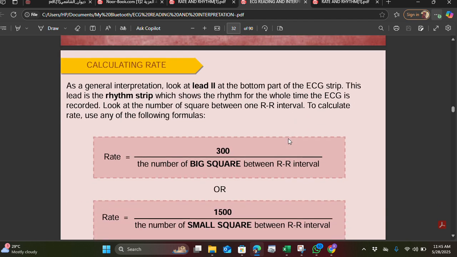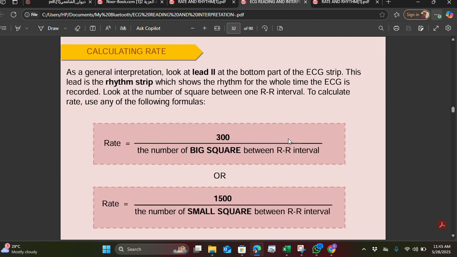Now, rate is simply your heart rate, and your rhythm is simply your heart rhythm. The normal heart rate for a normal adult human is 60 to 100 beats per minute, right? And I told you that lead 2 is the best lead to look at for your rate and your rhythm. You already know where your lead 2 is. That's the far end, the down part of your ECG strip. You see it just lonely there in the ECG strip. So lead 2 is the best strip to look at.